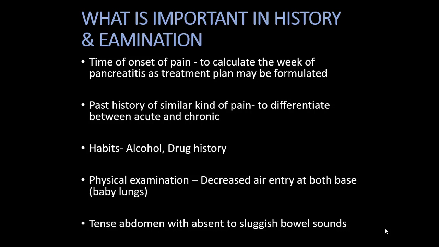They may require HFNC support, high flow nasal cannula, or NIV support just to decrease the work of breathing. But we do not prefer non-invasive ventilatory support, because these patients already have abdominal pain and will not tolerate non-invasive ventilator support. So HFNC is a good modality and can be used in such a scenario. And we also need to look for a tense abdomen, and whether the bowel sounds are absent or sluggish.